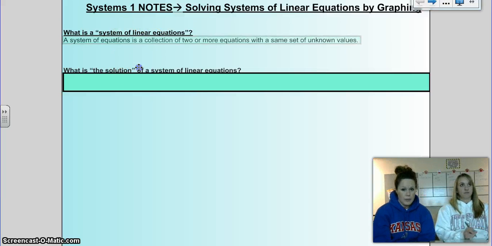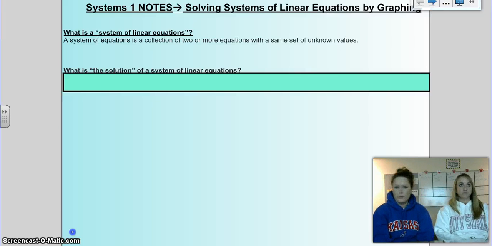You have a blank on your paper. You're going to write this in the box. A system of equations is a collection of two or more equations with the same set of unknown values. There you go. So write that down. If you need to pause us, go for it. And then what we're talking about here is trying to find the solution to that.